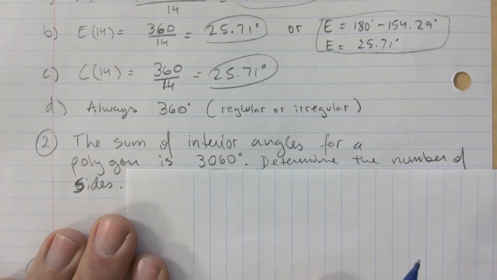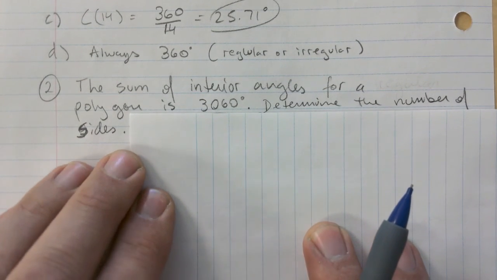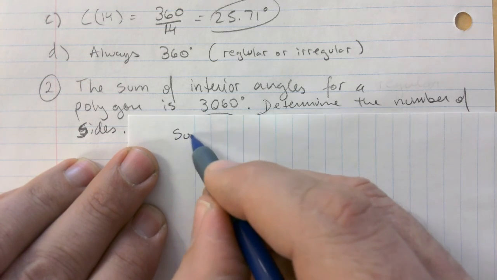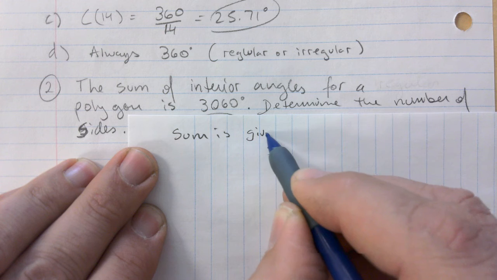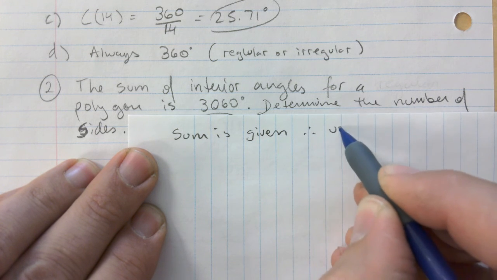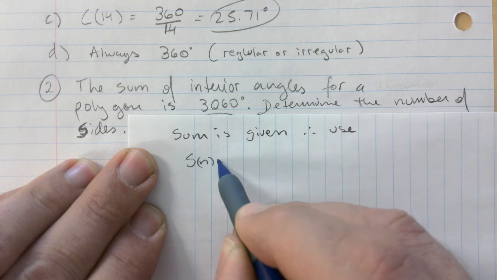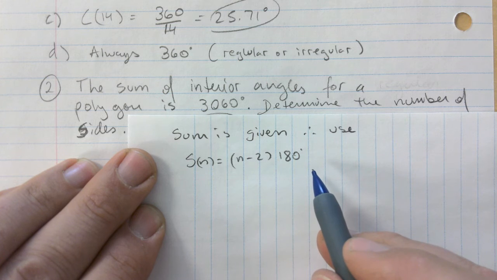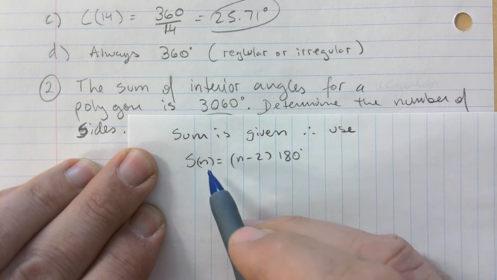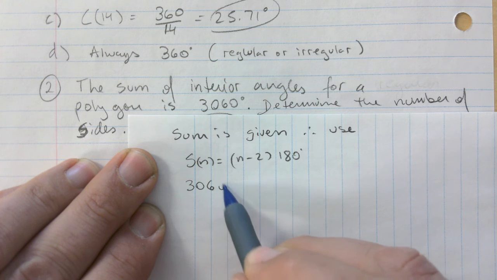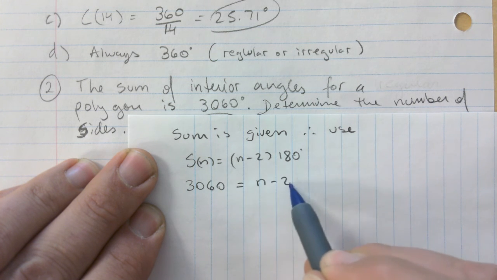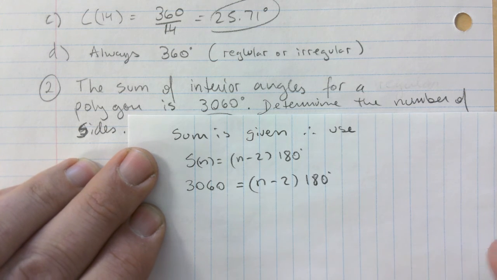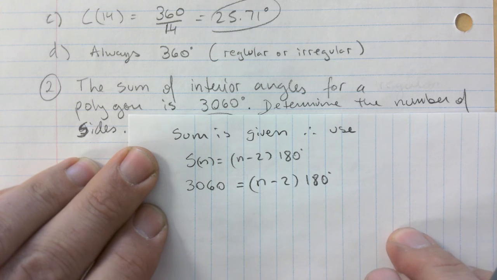So this is working backwards. Here you're going to need to know a little bit of algebra to do this, right? Sum is given, right? Therefore, use that formula. The sum is already given, so we substitute. 3060 is equal to n minus 2 times 180. What do I do now? For some reason, students get stuck on this one.